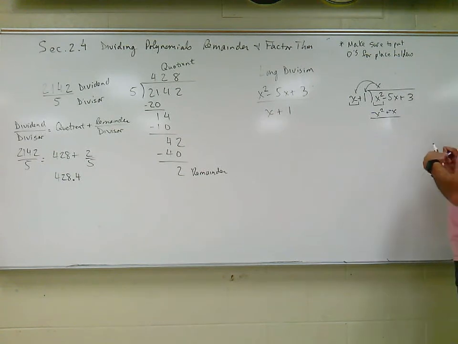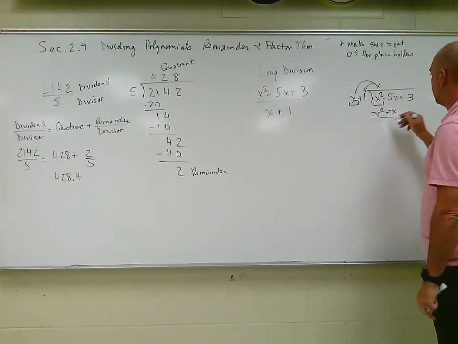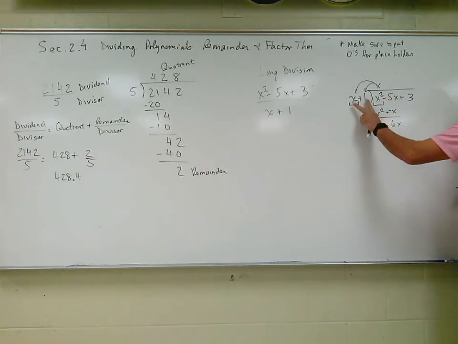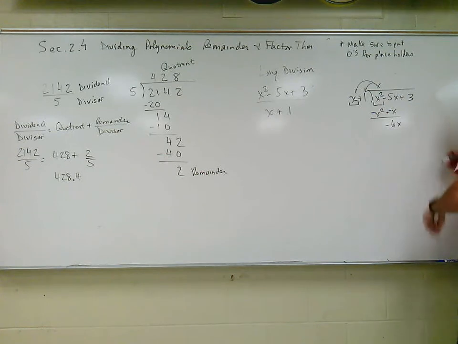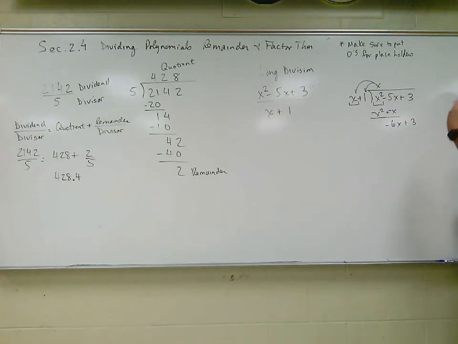Well, what happens in the first column? What's x squared and negative x squared? Cancels, and that's what should happen each time. Negative 5x and negative x, we get negative 6x. Now, what I always relate to students, if you have two pieces here, you want to have two pieces there. So we're going to go and bring this 3 down. There's that. And now we do the same process again.